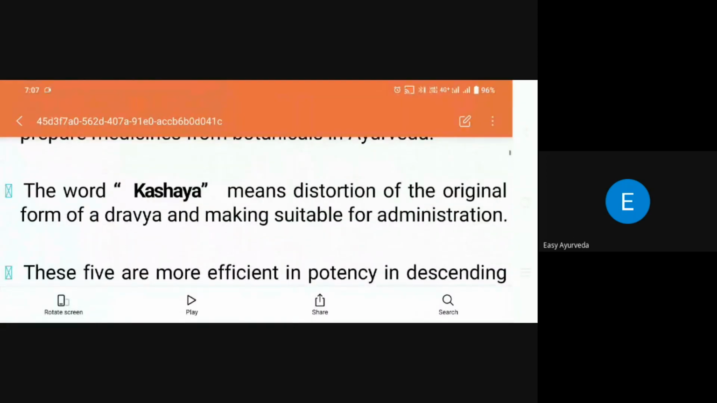The word Kashaya here means distortion of the original form of a drug to make it suitable for administration. In the past we had no idea how medication should be prepared. Distortion means Mula Dravya Swarupa Nasha, the destruction of the original form of the root. If you want to prepare a paste, a powder, or a decoction, we have to crush that drug, and we cannot give back the same shape and structure of that drug.